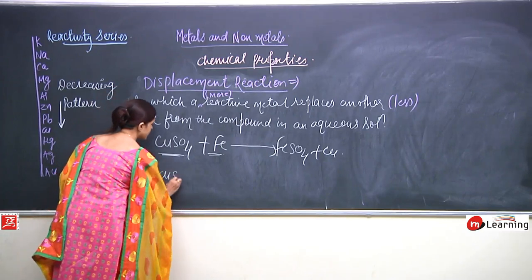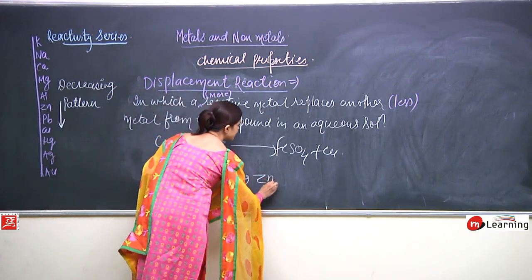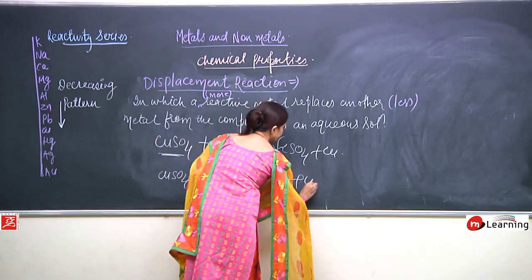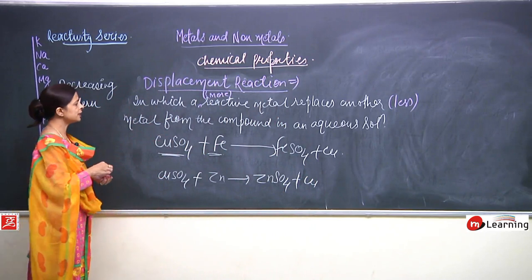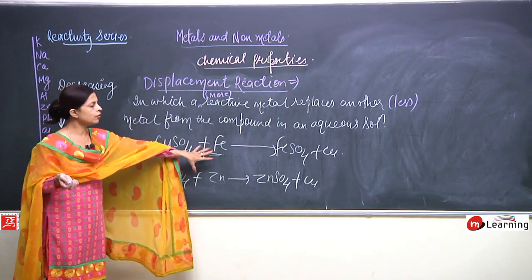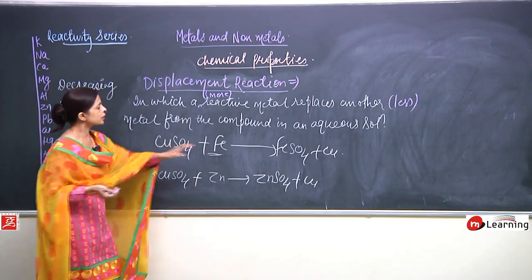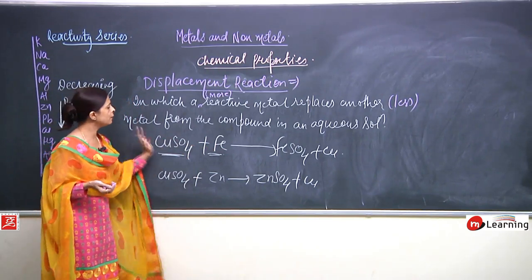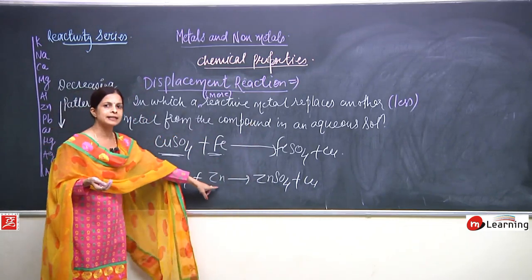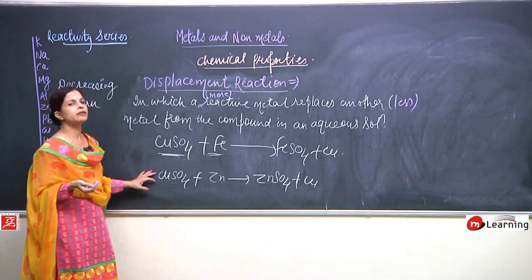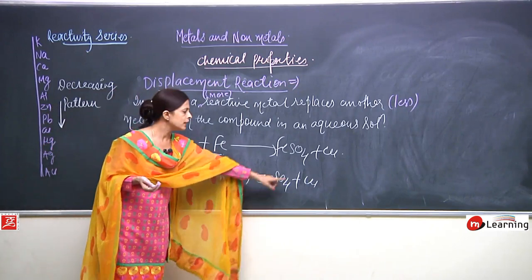Again, if I take CuSO4 plus Zn, what will happen? ZnSO4 plus Cu. See, a solution is being taken in which I have allowed Fe to react. Fe is more reactive than Cu, so Fe will take the place of Cu and Cu will be removed: FeSO4 plus Cu. Again CuSO4 plus zinc: zinc is more reactive than copper, so zinc is going to replace Cu, and it will become ZnSO4 and Cu.